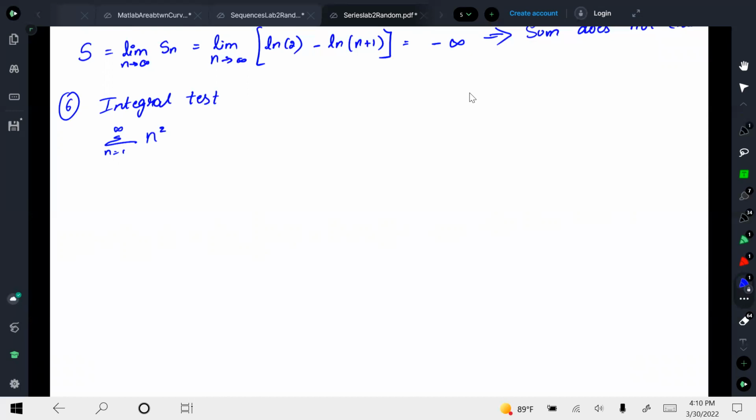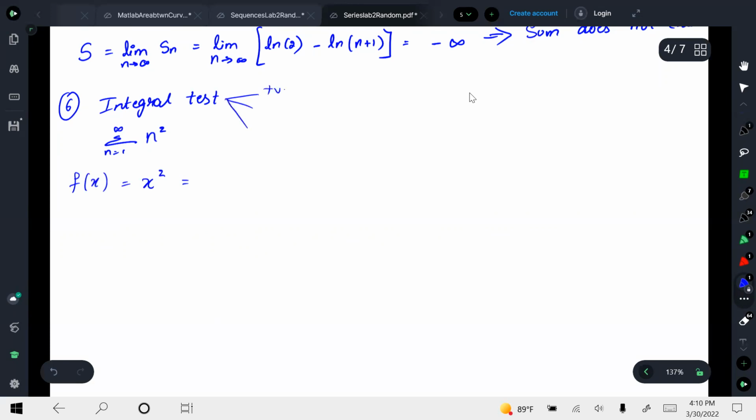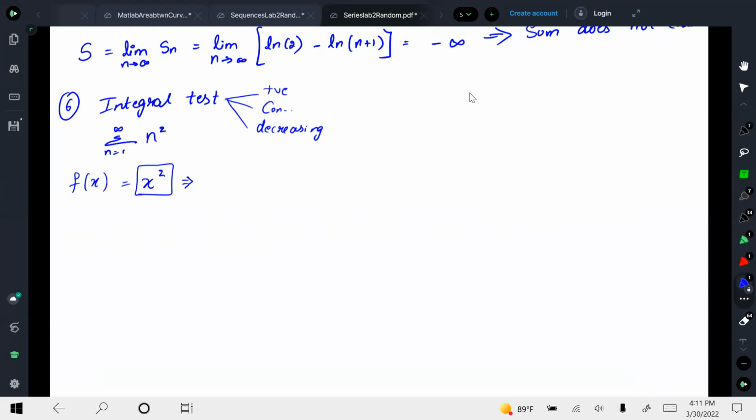Okay, so when you write this as a function of x, you get f of x equal to x squared, right? Now, what are the three conditions of the integral test? It has to be positive, it has to be continuous, and it has to be decreasing. Those are the three conditions to be satisfied. Now tell me, is the function given here positive? Always positive.